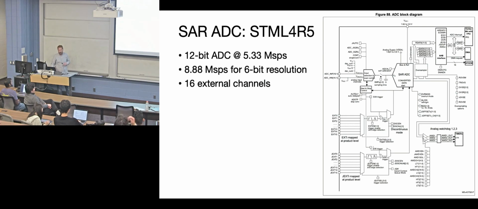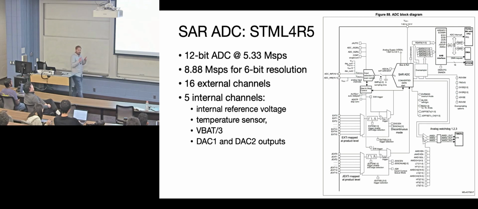You get 16 external channels, which means there are 16 ways to get signals into your ADC. There's only one ADC, but there are 16 different pins that can be ADC inputs. Then you'd have to time multiplex between them.